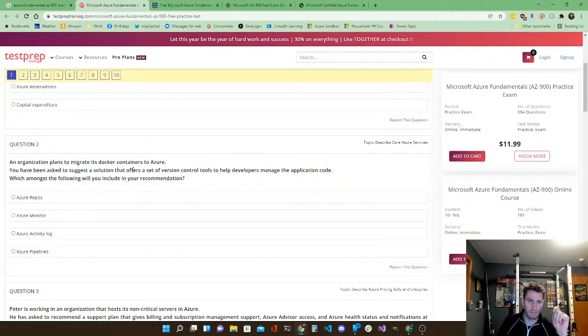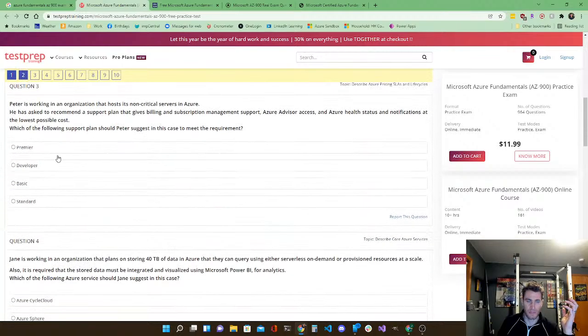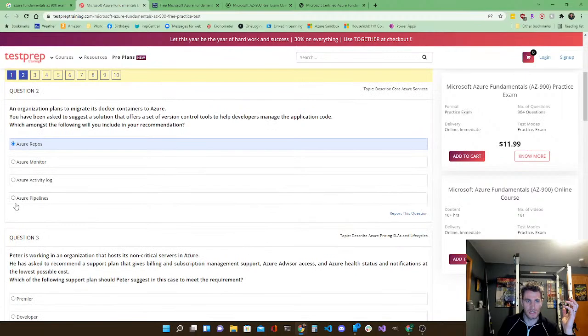But if we're talking about version control and code, that's really a repository thing and a Git or possibly a TFS thing. So that's Repos, whereas Pipelines is more the CI/CD, continuous integration, continuous deployment side of it.